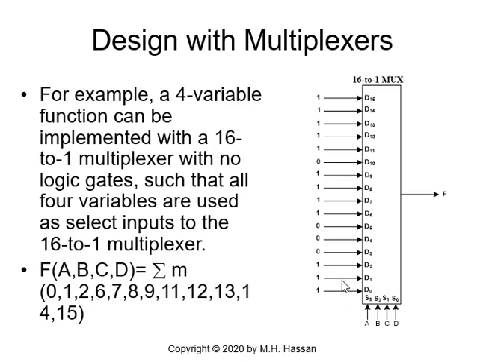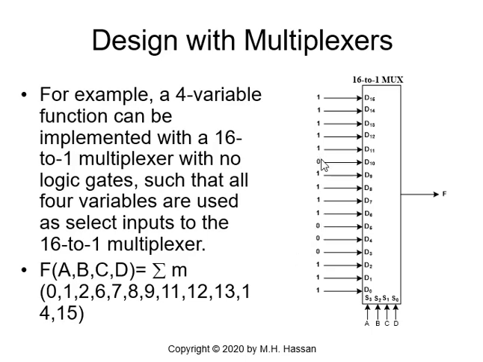So D3 is 0. The same thing with 4 and 5. Because the minterms 3, 4, and 5 are zeros, the data lines will be zeros. 6, 7, 8, 9 are there, and all of them are ones.